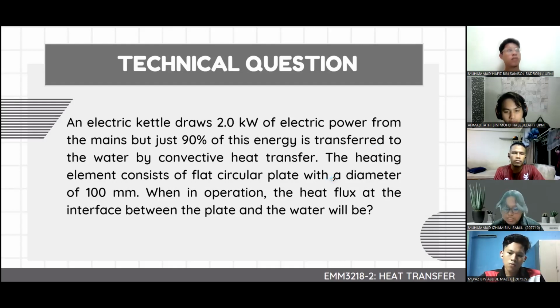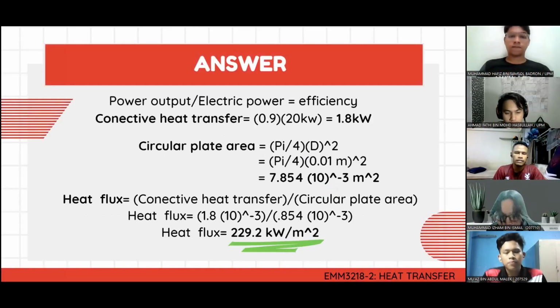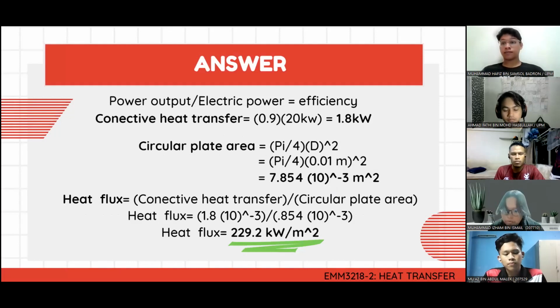So in order to answer this question, it is very simple and very direct. So next. From this question, we know that the efficiency is equal to the power output over electric power. Hence, power output is equal to the convective heat transfer. There is a mistake in the slide. So convective heat transfer equals the efficiency times the electric power, which is equal to 1.8 kilowatt.